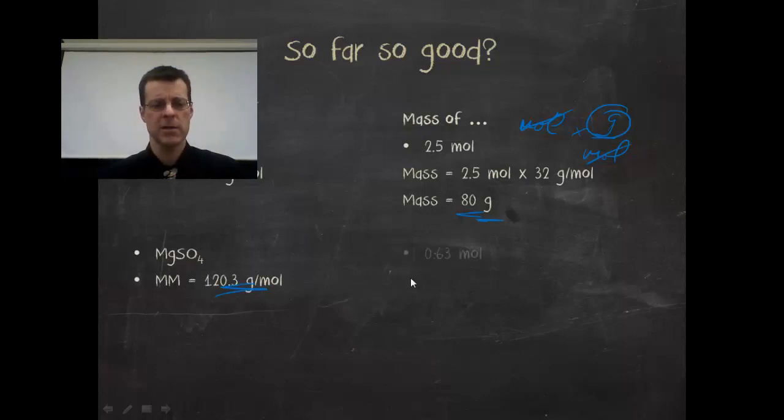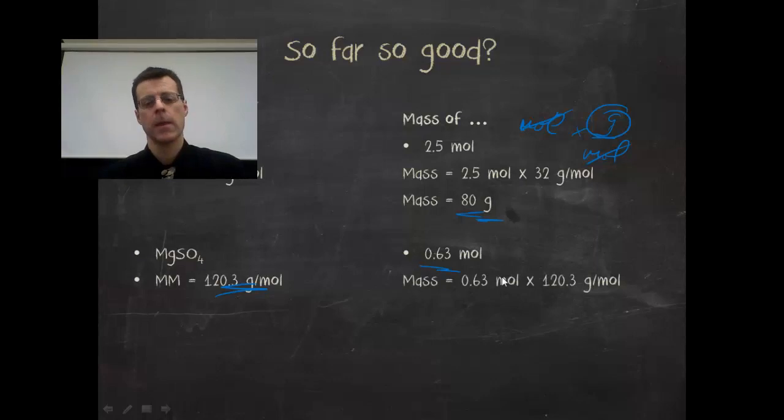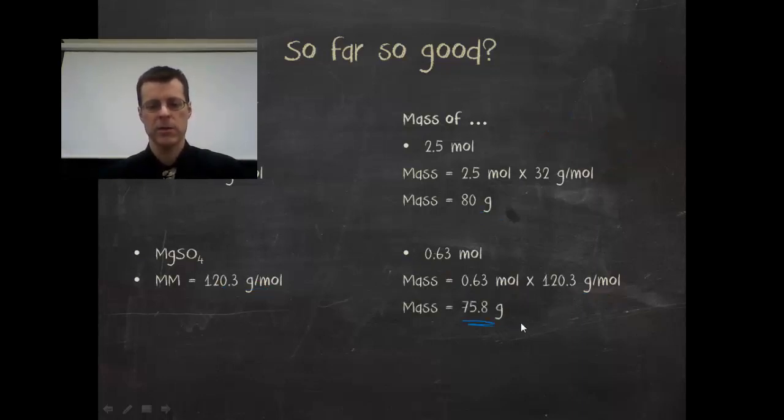Here's the mass of one package. How about if I had 0.63 packages? And I'd multiply it out. The number of moles, number of packages, times the mass of each package, and I'm left with 75.8 grams.